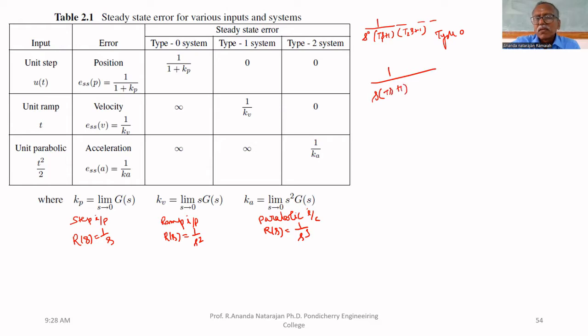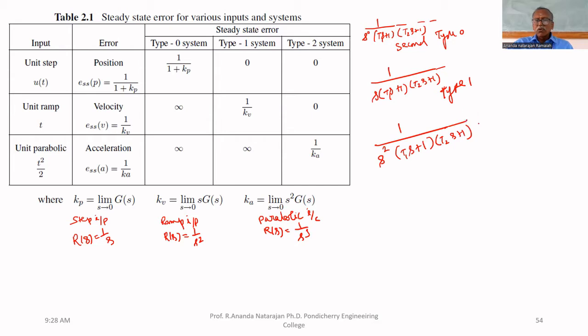With tau 1 s plus 1, tau 2 s plus 1, like that. Here third order system. Type 1 system, third order type 1 system. This is second order. 1 upon S square, tau 1 S plus 1 and tau 2 S plus 1. Order is 4. Type number is 2. Type 2 system.